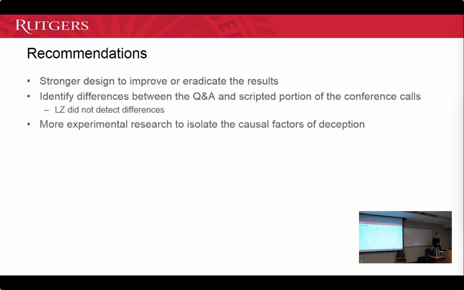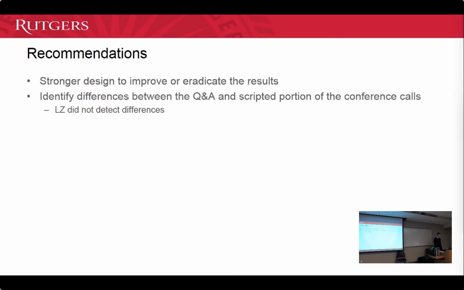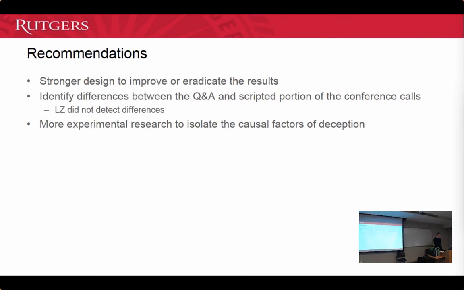So they want a stronger design. They want them to find out what the differences are between the Q&A and scripted portion of the conference call, since they didn't find any differences. All right. And they want more experimental research to isolate the causal factors of deception. All right. You guys have any criticisms or anything to say about this paper?